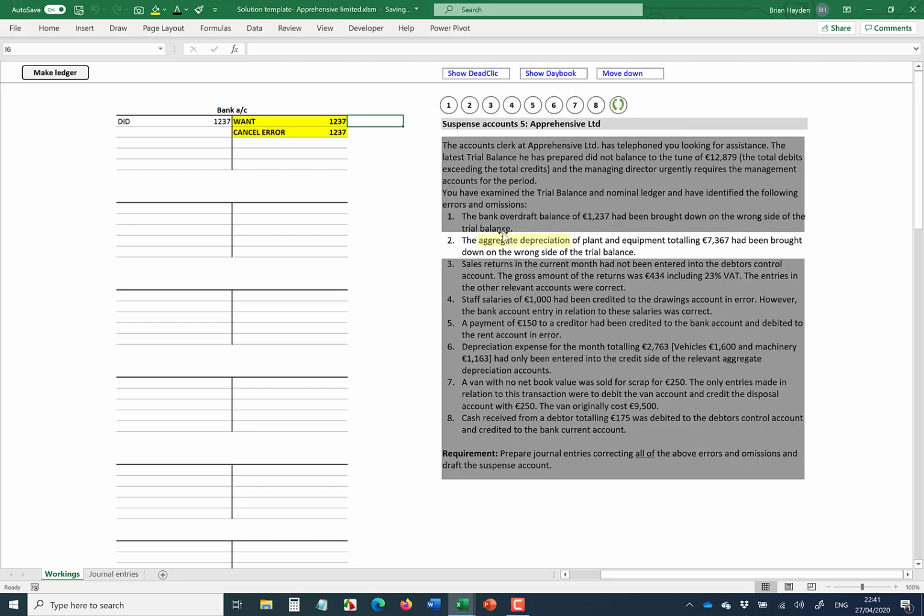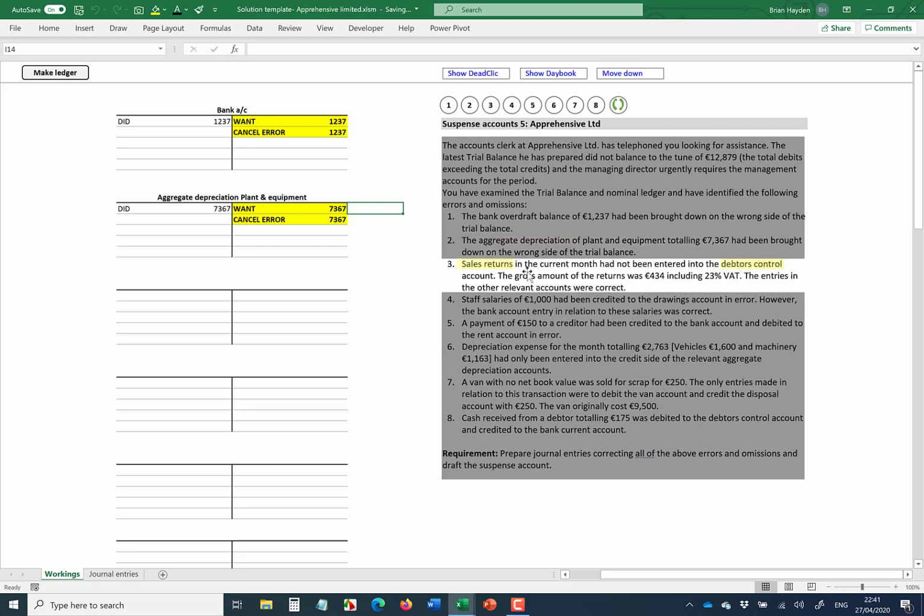So we put it on the wrong side. Our aggregate depreciation plant and equipment must have gone on the debit side. So this is what we did in fact do. But what we want is we want it on the credit side, so we have to cancel the mistake as well. So again, these two things, the wants and the cancels, are what we must ultimately do to correct the mistake that we made. Okay, so that's item 2. Item 3.